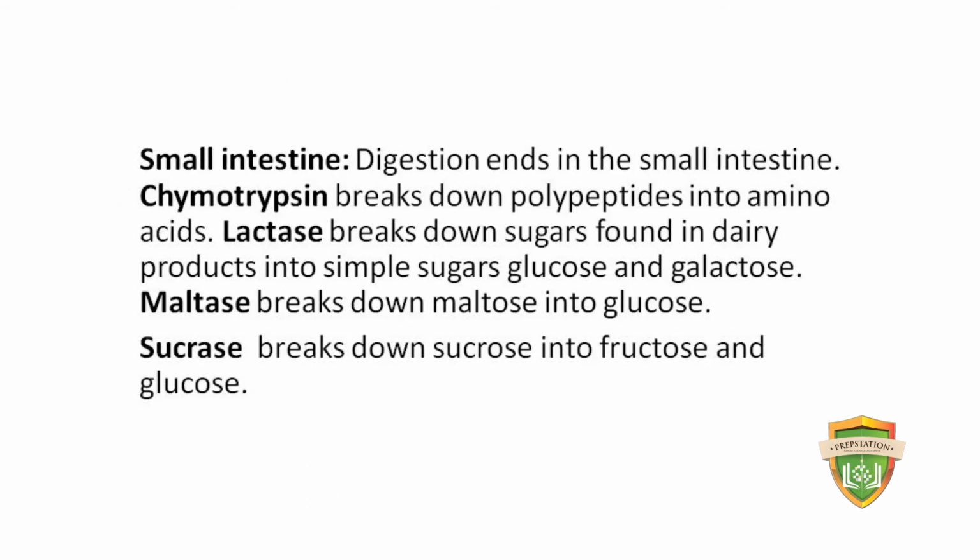And digestion ends in the what? Small intestine. Chymotrypsin breaks down polypeptides into what? Amino acids. This is the end product of what? Of protein. The end product of protein is called what? Amino acids. Then lactase breaks down sugars found in dairy products like milk into simpler sugars, glucose and galactose. Maltase breaks down maltose into glucose. Sucrase breaks down sucrose into fructose and glucose.